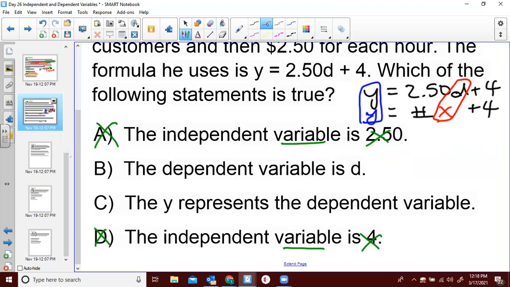All right, so let's go through. We have the dependent variable. Dependent is going to be our Y value, right? Dependent is going to be Y. So this is incorrect. But down below, it says the Y represents our dependent variable. So we kind of answered it as we were going along.